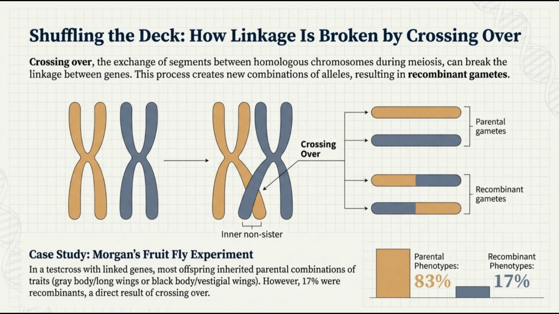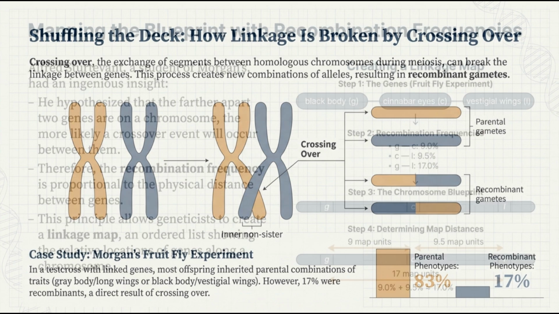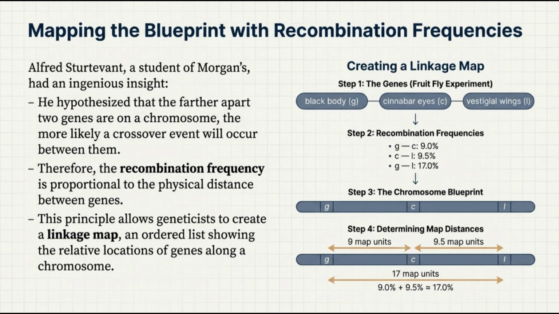And that 17% number? That 17% recombination frequency was a direct measurable consequence of crossing over, physically breaking the linkage between those genes. And this is where the genius of his student, Alfred Sturtevant, comes in. He had an idea for how to use that information. He had a brilliant insight.